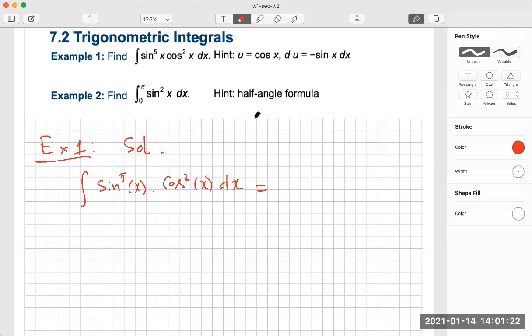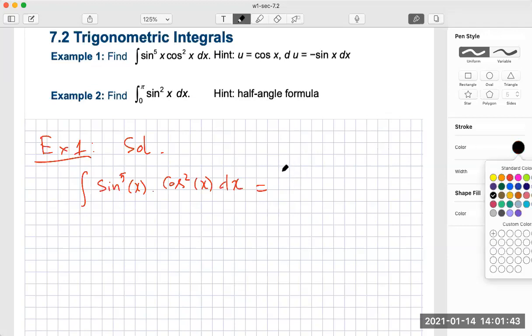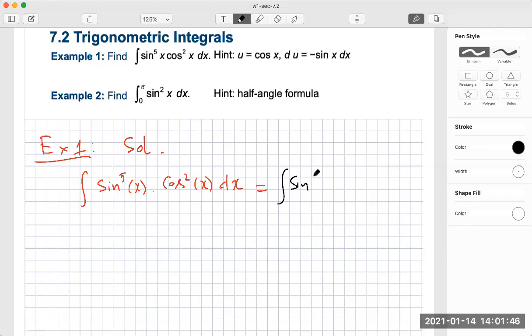And remember, the derivative of sine will give us cosine, and the derivative of cosine gives us sine, right? So somehow, if we make a change of variable, we'll have a clue to solve it. So we can write this as sine to the fourth of x, sine x, cosine squared x dx, right?